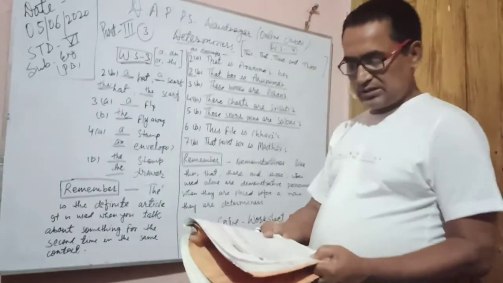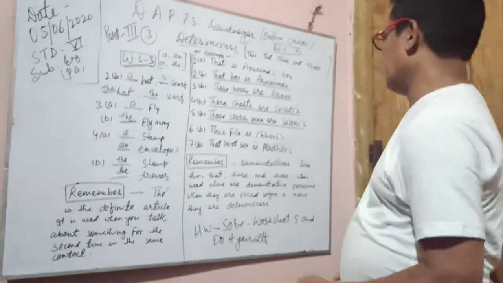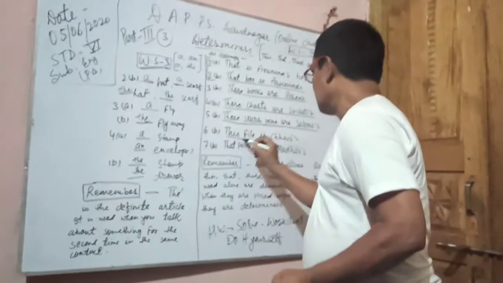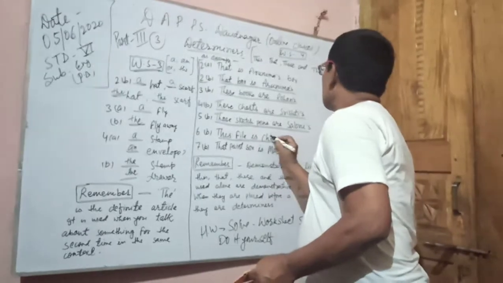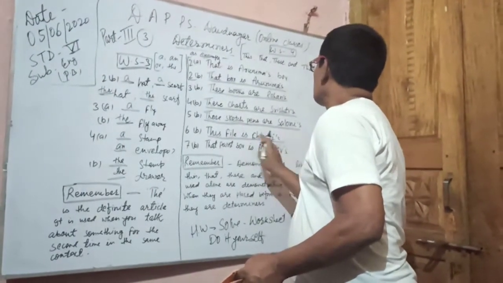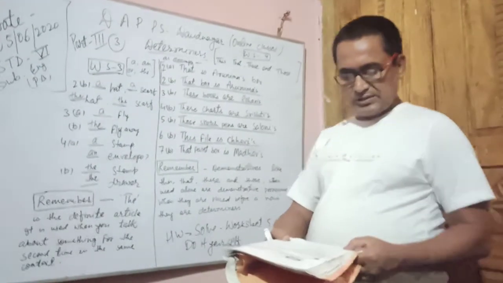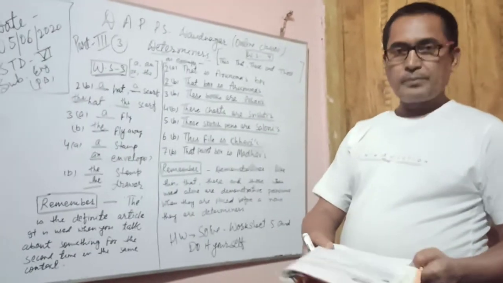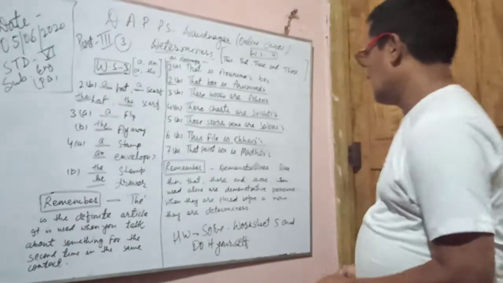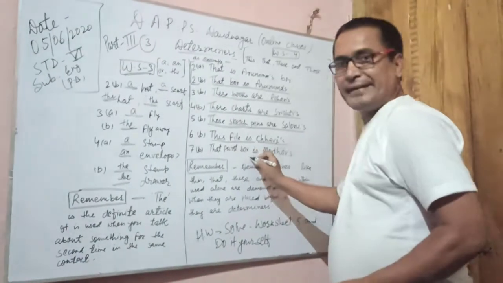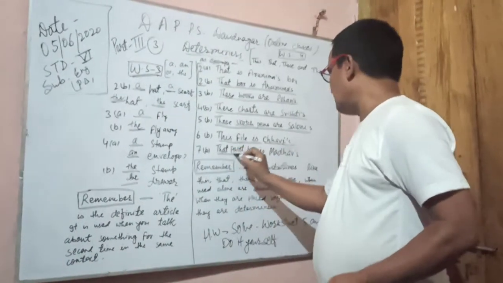6a, this is Chavi's file. This file is Chavi's. 7a, that is Madhav's paint box. That paint box is Madhav's.